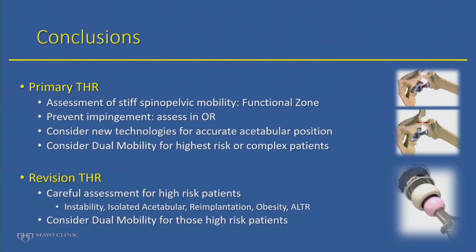So in conclusion, what I would tell you is, in the primary, one of the newest things that people have been focused on is the spinopelvic mobility in the functional zone. I would remind you that you constantly have to be thinking about how to eliminate impingement that you see in the OR. And I think that even as an old guy, like Juranic would say, I think some of these new technologies coming down the line for more accurate acetabular position are going to be a game changer in hip surgery. And in the meantime, I think dual mobility mitigates a lot of that risk for some of these complex patients.